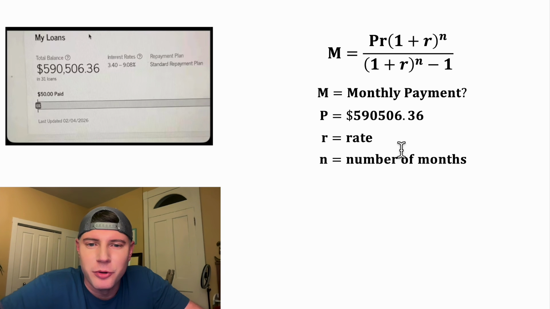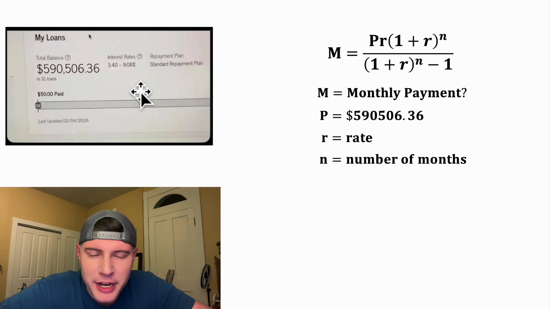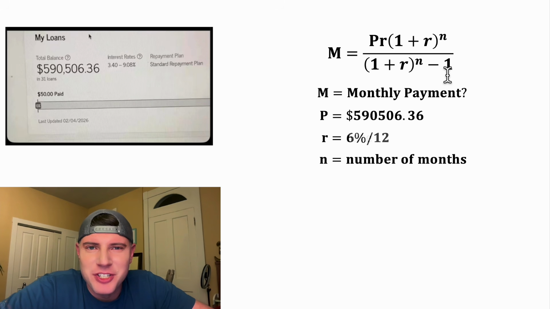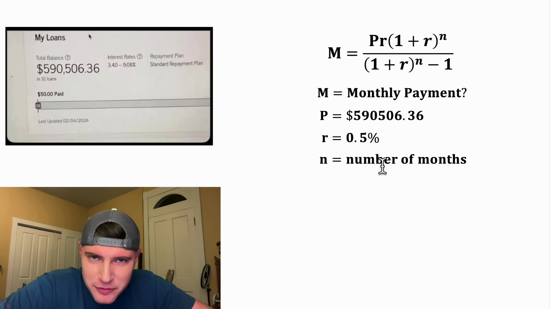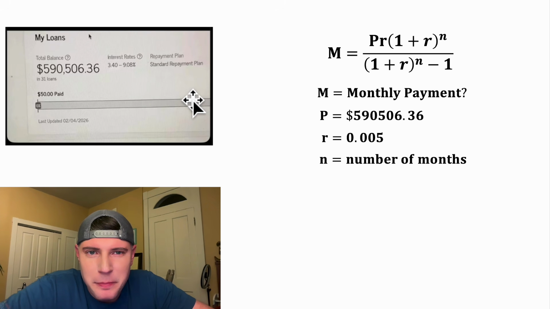So we can plug in the total loan, $590,506.36. And then for the rate, it says there are 31 loans between 3.4 and 9.08%. Let's choose something in the middle like 6%. And then we want to divide that by 12 to get the monthly rate. 6% divided by 12 is equal to 0.5%. And then we want to express this as a decimal. It'll be 0.005.